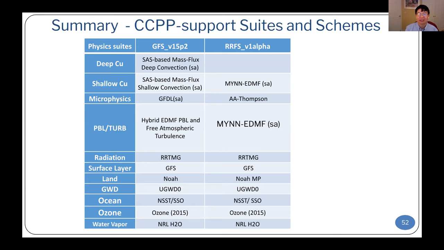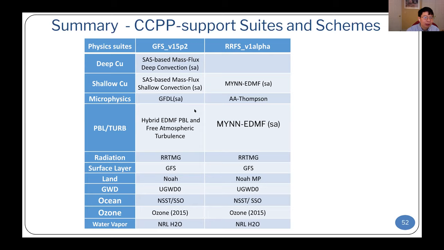Here is a summary. We have two supported suites. One is GFS V15P2, which is the previously operational suite. Currently, we use GFS V16 in operations. Then RRFS V1 alpha is the experimental suite. For deep convection, GFS V15P2 uses SAS mass flux deep convection, which is scale aware. Then the shallow convection is SAS, similar to deep convection, but with some differences. For RRFS V1 alpha, it's turned off, though if you want to use it for low resolution, like 13 or 25 kilometers, you may need to turn on this part.